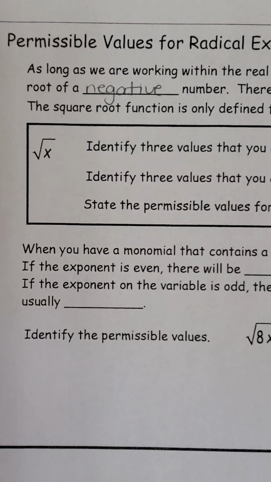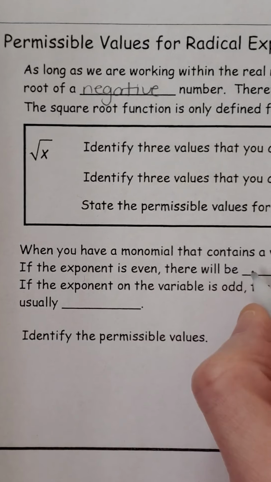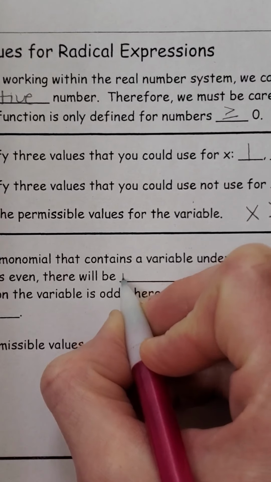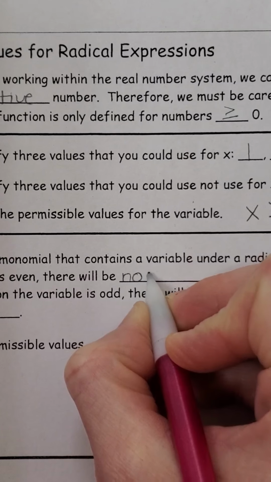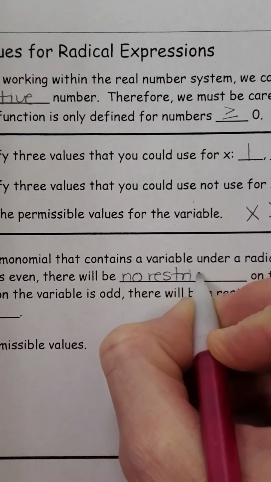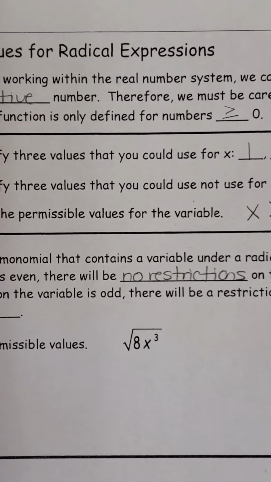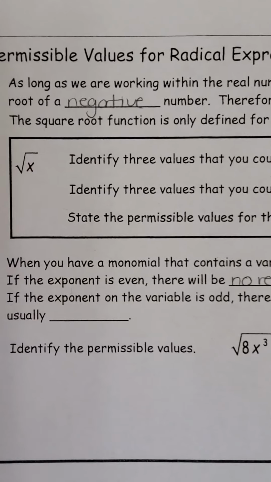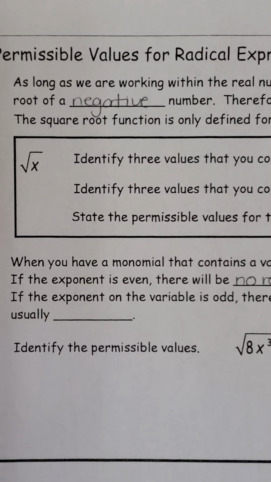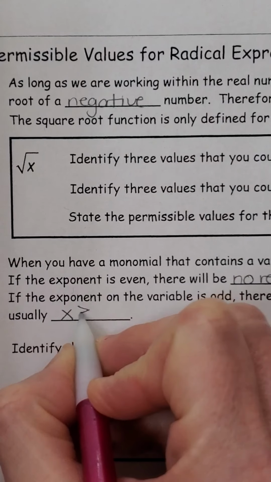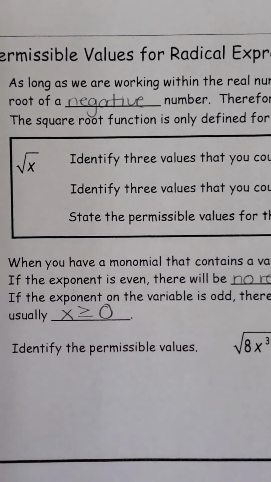So when we have a monomial that has a variable, it depends on what kind of exponent we're dealing with. If the exponent is even, then there will be no restrictions. And that's because we can take a negative number, square it, and end up with a positive number, and therefore take the square root, right? No restrictions. If the exponent on the variable is odd, there will be a restriction, and usually that is x is greater than or equal to 0.